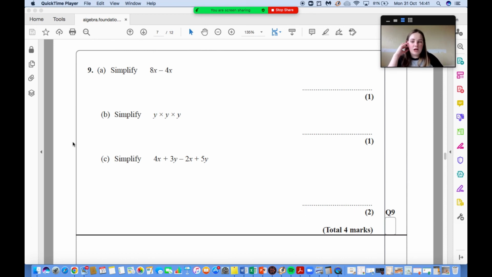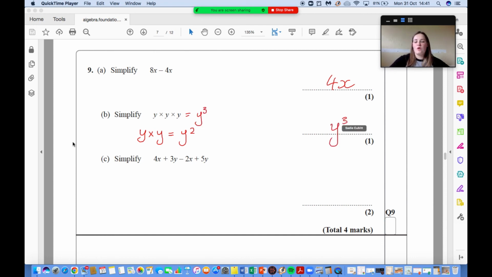Okay, question A. 8x minus 4x. So easy. Making it too easy for you. 8 take away 4 is 4, so we're just left with 4x. Y times y times y. Well, if you have y times y, that's y squared. So y times y times y, there are 3 of them, must be y cubed.